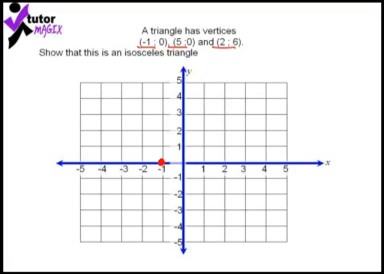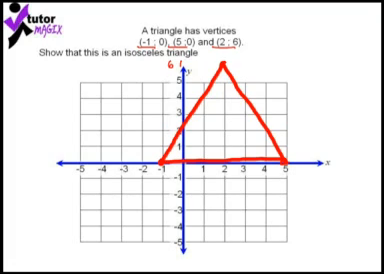-1, 0 will be there, 5, 0 will be there, and then 2, 6 will be about there, if that is 6 on the y-axis. And then we can connect those points to see the shape of the triangle. Now, it looks like those two sides might be the equal sides to form an isosceles triangle.